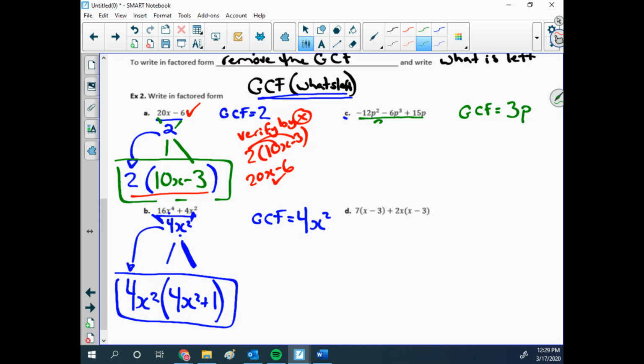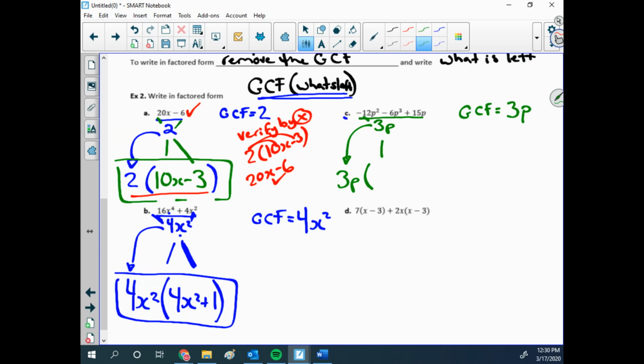So what I should do is take this trinomial and divide it by the greatest common factor. So I'm going to remove that. I can't just get rid of it though, because I want to make sure this remains an equality. So I put the 3p to the front and then divide each term by 3p.